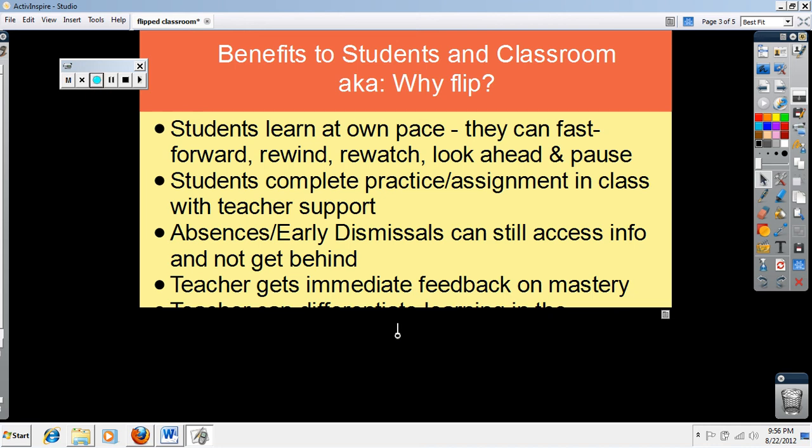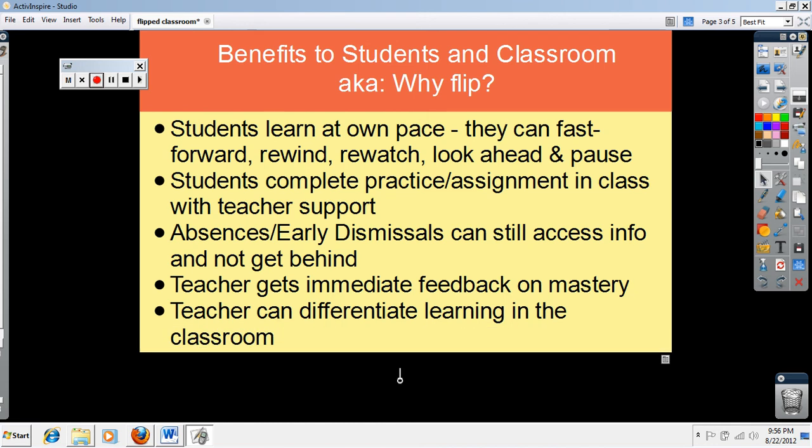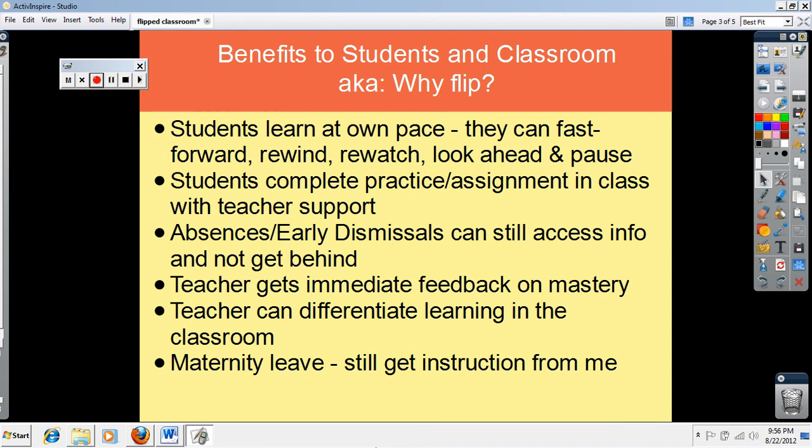I personally like it because I get immediate feedback on mastery. Again, they're doing those warm-up questions the next day. I can tell who has it and who doesn't. I can look at their WSQ and make sure that they're on the right spot. And then again, like I just said, I can differentiate learning in the classroom based on their ability to answer those warm-up questions.